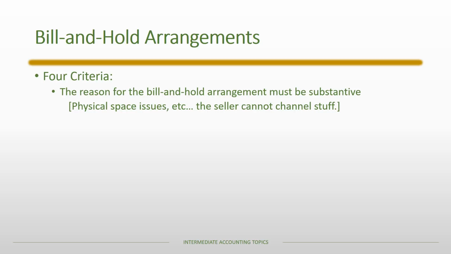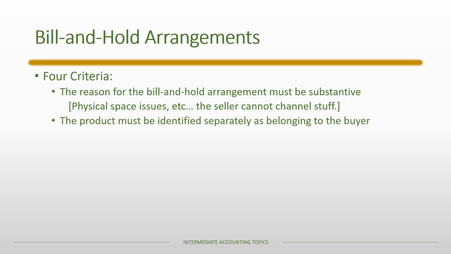The thing that US GAAP is really guarded against, though, is some sort of channel stuffing arrangement where basically there's no reason the buyer isn't taking it. You're just basically forcing them to record a sale beforehand. And so that's called channel stuffing. You cannot do that under US GAAP, but sometimes there's a physical space issue that would allow a bill and hold arrangement.